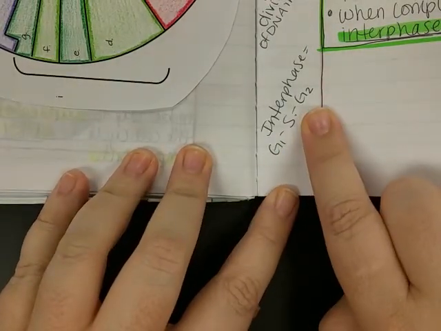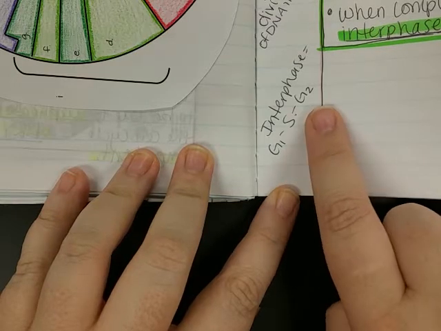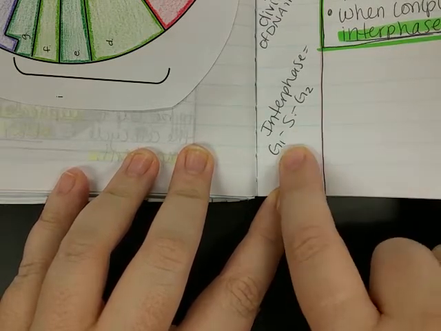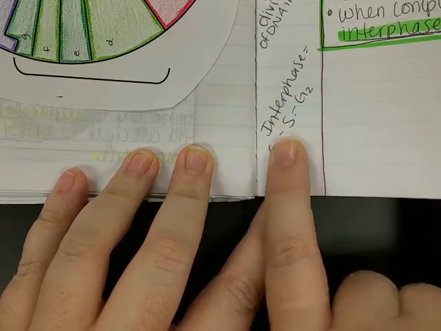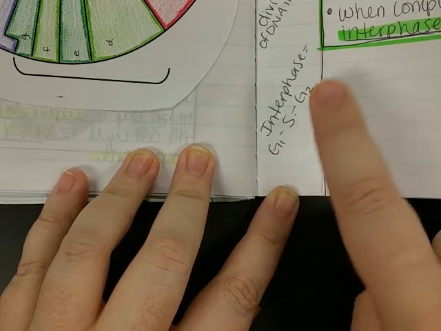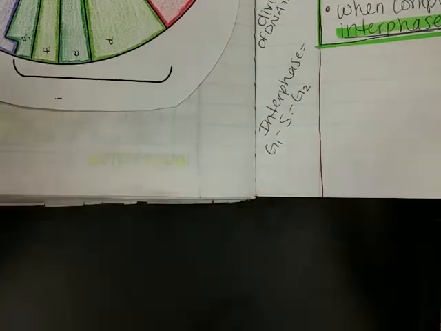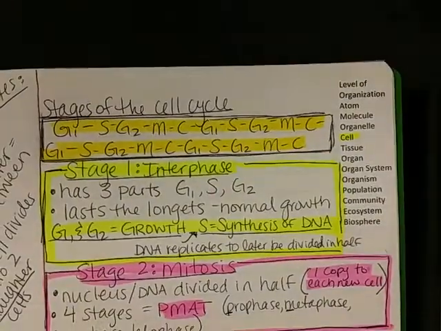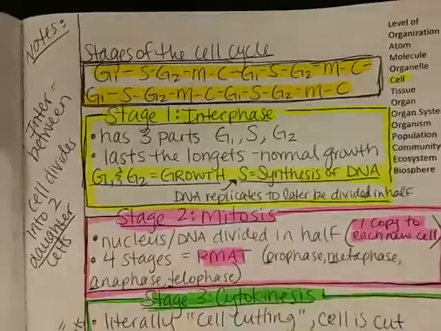So then interphase, just to recap, is G1, S, and G2. These three stages are composed interphase, all right? G1, S, G2: growth, synthesizing new DNA, growth again, all right? So these are the notes for the stages of the cell cycle.